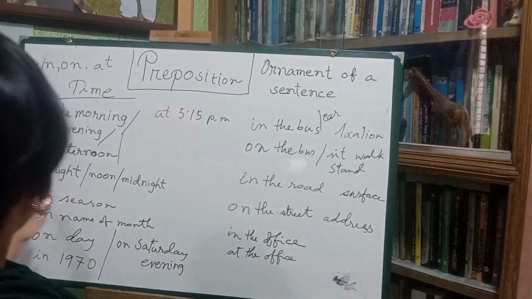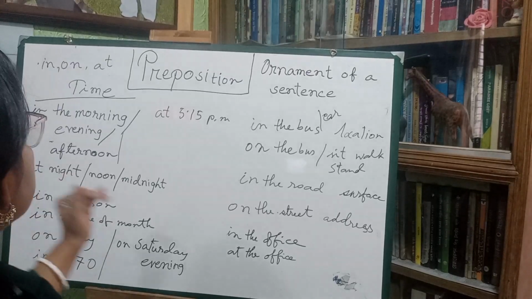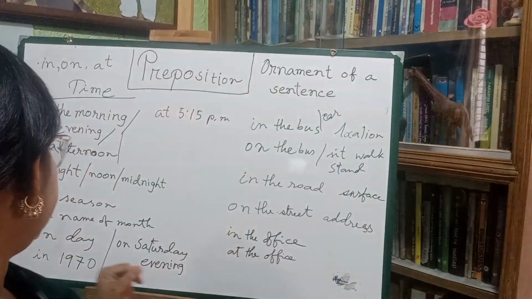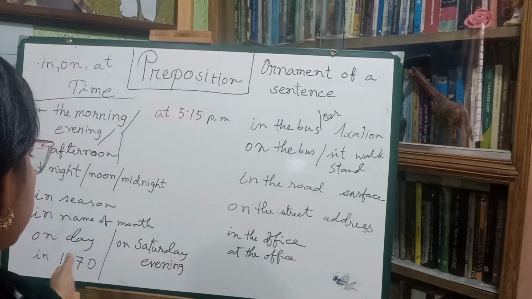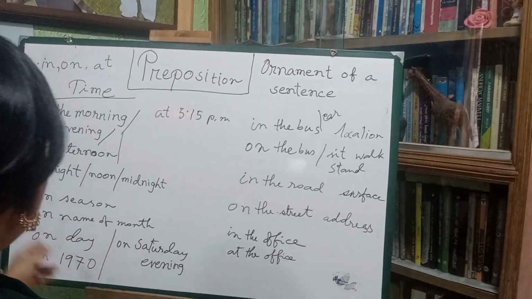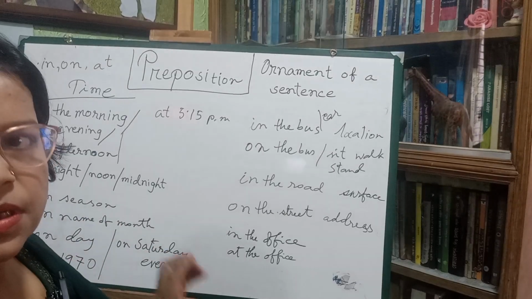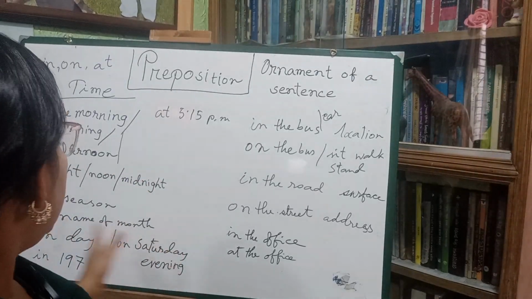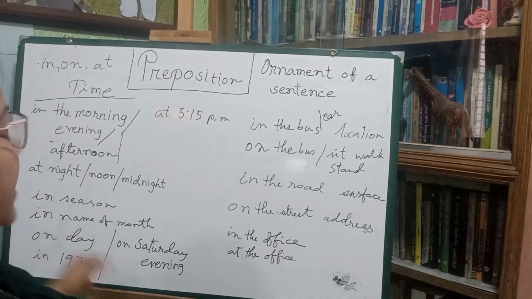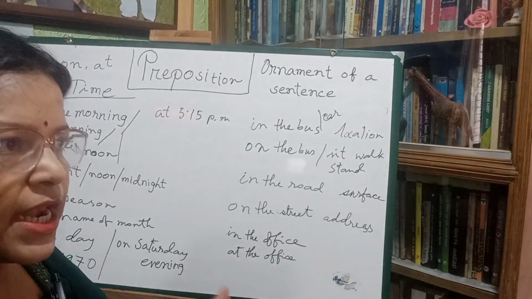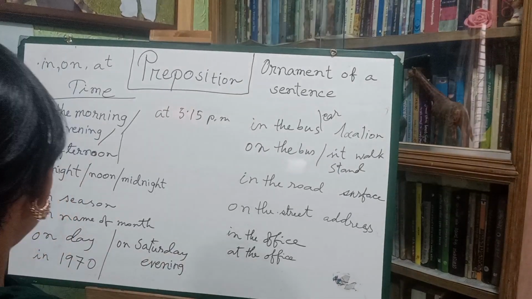Same thing happens in front of the name of the season: in summer, in winter, in spring. Same thing happens with the name of the month. There are 12 months in a year. In front of the name of the month, I have to write in January, in February, in March, in April.